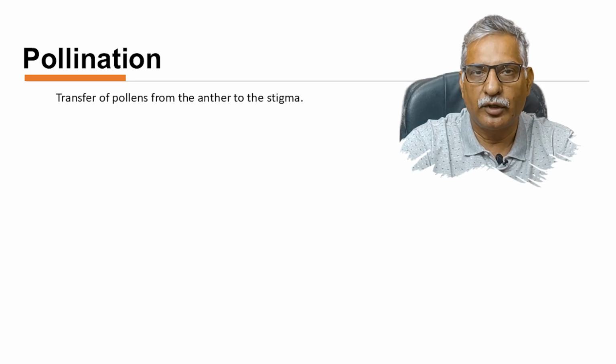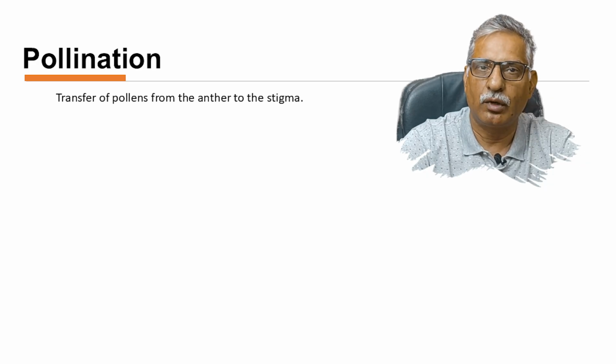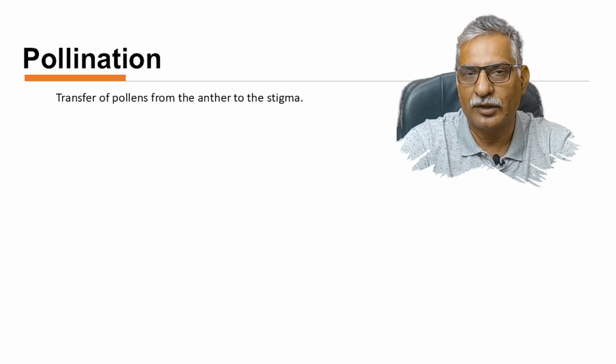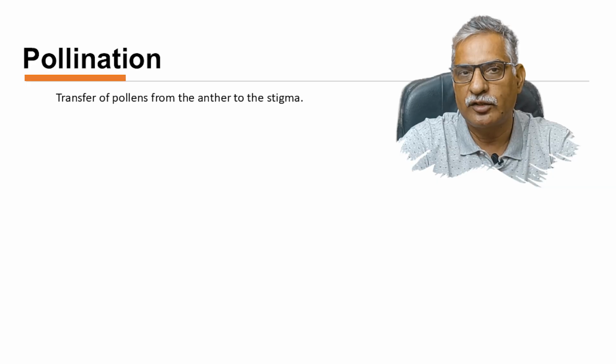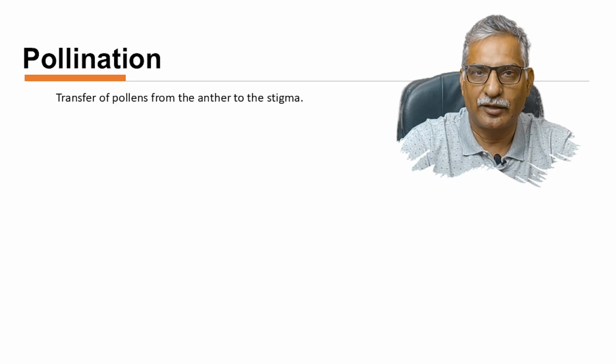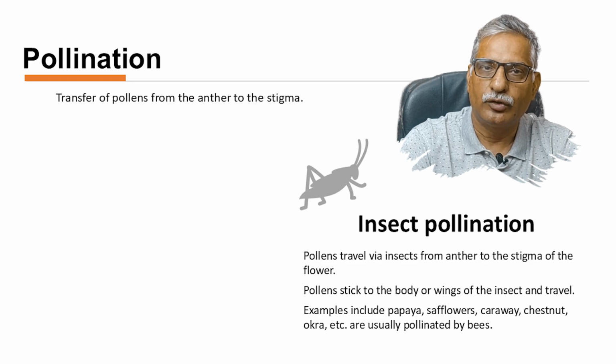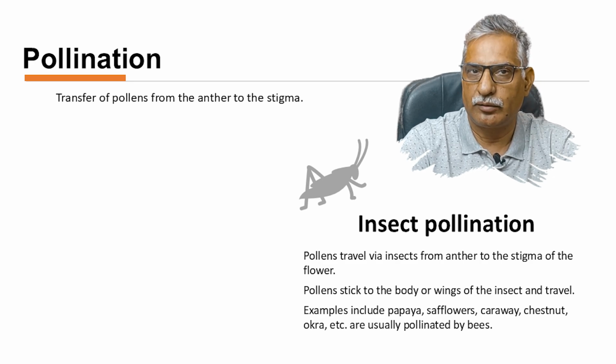Pollen grains do not have any locomotory structures. They do not have any wings. They do not have any legs that they can move by themselves. So they need agents to travel from the anther to the stigma. If pollen grains are supported by insects and they travel while attached to the body of the insect and ultimately reach the stigma, this pollination process is known as insect pollination.